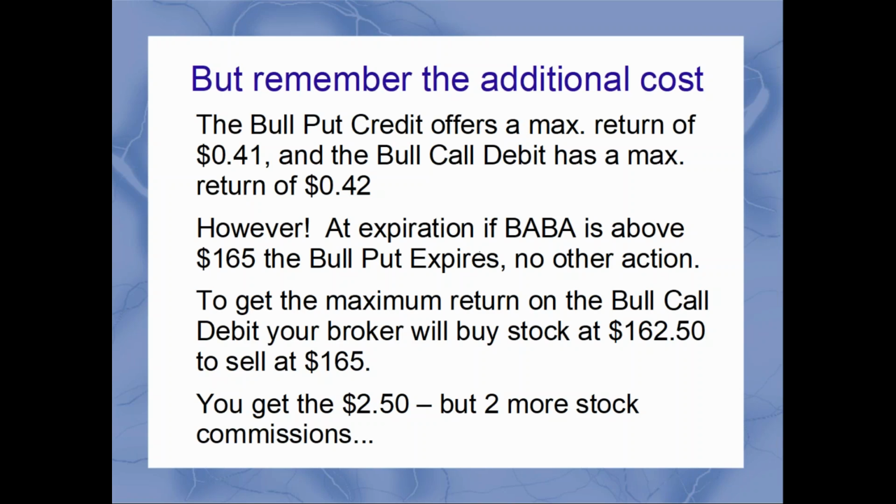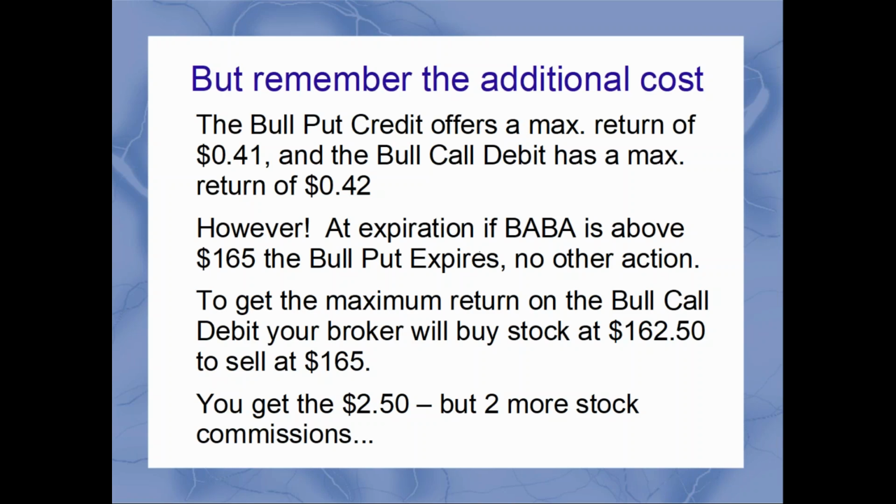However, remember, in the bull put credit spread, if the stock's above 165 on September 1st, both puts expire worthless. Some brokers may charge you a very small fee, minimal, 3 cents. Some charge you none. But in the bull call debit spread, to get the maximum return, one of two things has to happen. I either leave it alone to expiration, and my broker will buy shares of stock for me at 162.50, sell them at 165, and I get the 250 back. But that might be as much as 2 stock commissions depending on how my broker does it.